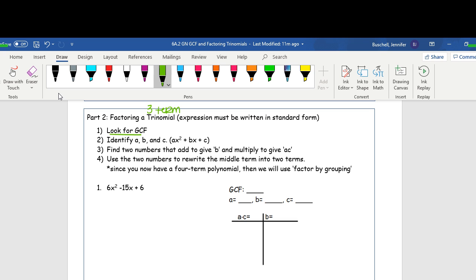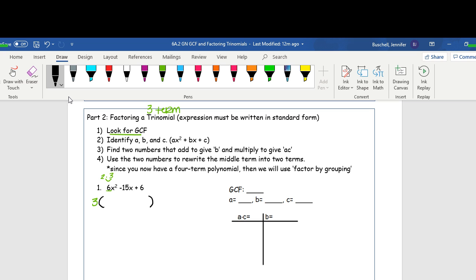So I'm going to look at 6x squared, negative 15x plus 6. And remember, I always like to go to the smallest number, which I have 6. And I'm going to ask myself, can 6 go into 15? No. But what other numbers do I have? I have 2 times 3. Can 3 go into 15? Yes. So I'm going to take out a 3 from all 3 terms.